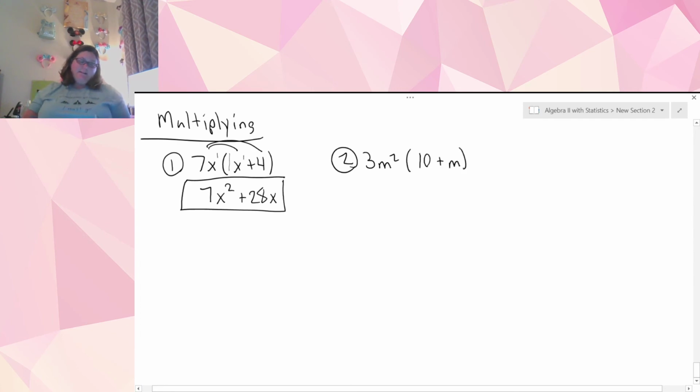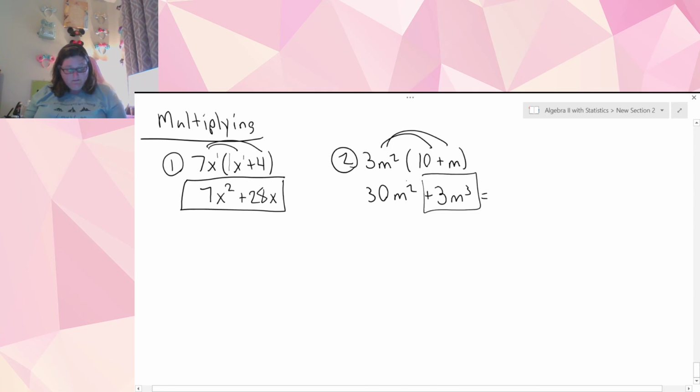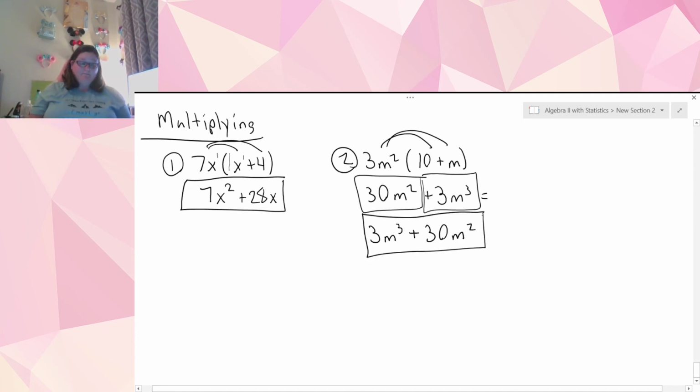So next one, I have 3m to the second times 10 plus m. So I'm going to distribute 3m to the second. So 3 times 10 is 30, and I keep m to the second. And then 3m to the second times m is going to give me plus 3m to the third. But this problem is not done because it's not in standard form. So to put it in standard form, I just take these two and switch them around like tiles. So we're going to put 3m to the third up front plus 30m to the second. And that is my simplified version of that in standard form.